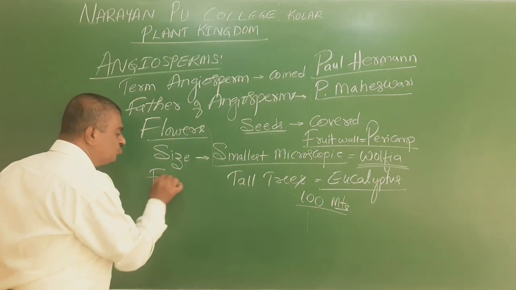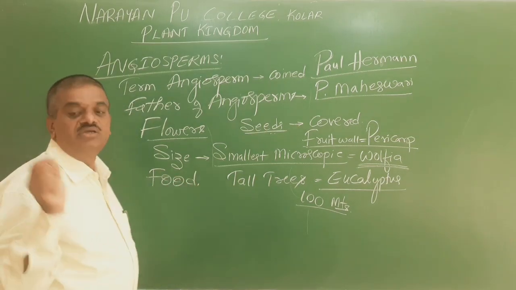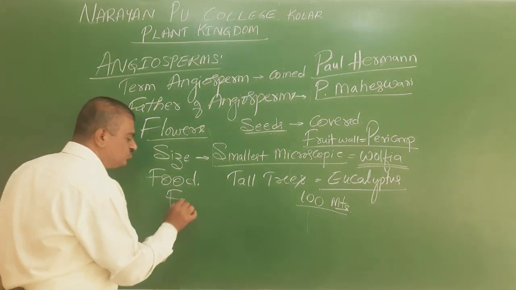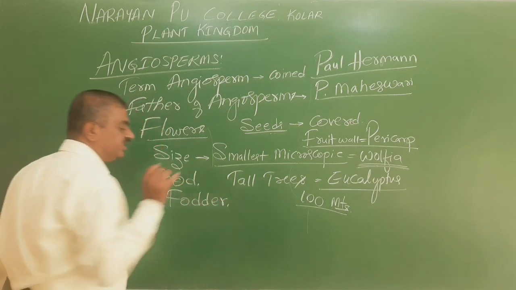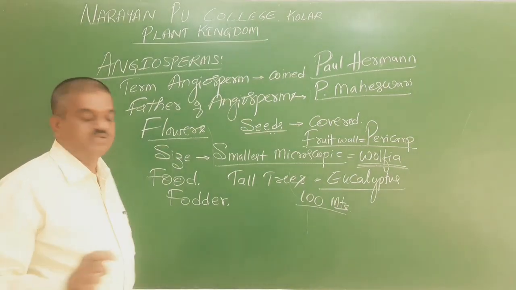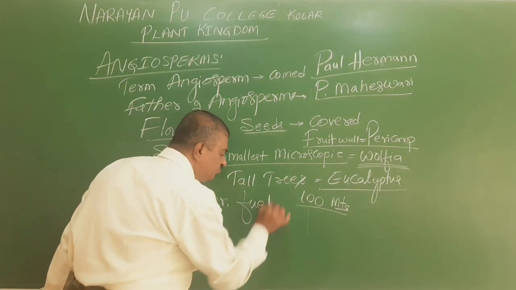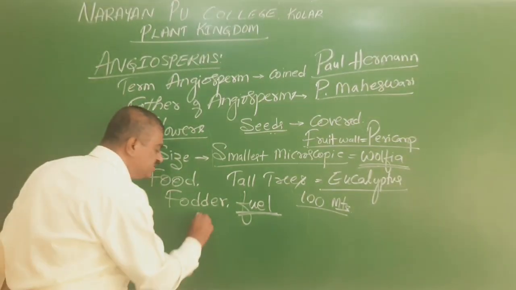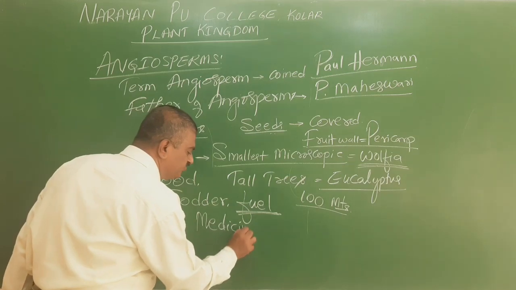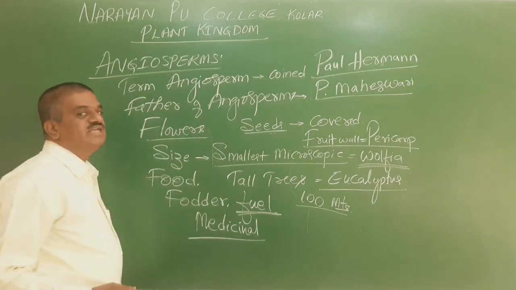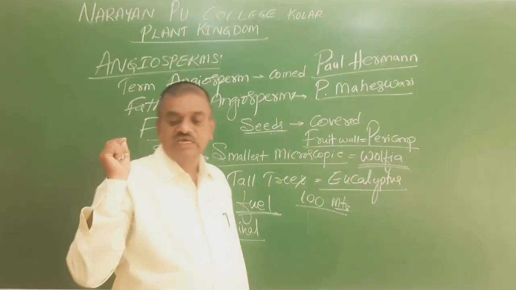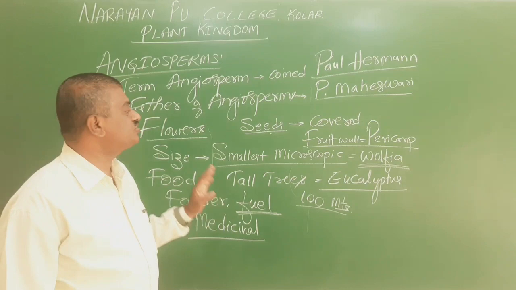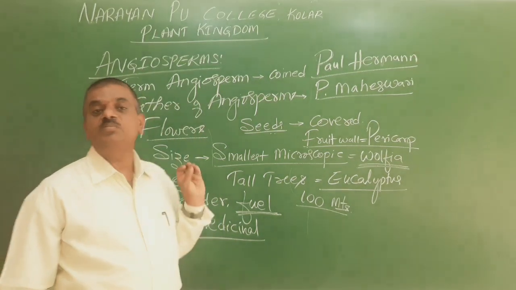Next, angiosperms provide food for us. The angiosperm plants provide food as well as fodder to the animals. It is used as fuel in the burning process, and it is also used in medicine. Some of the plants are called medicinal plants, some are called ornamental plants. There is more commercial significance in angiosperm products.